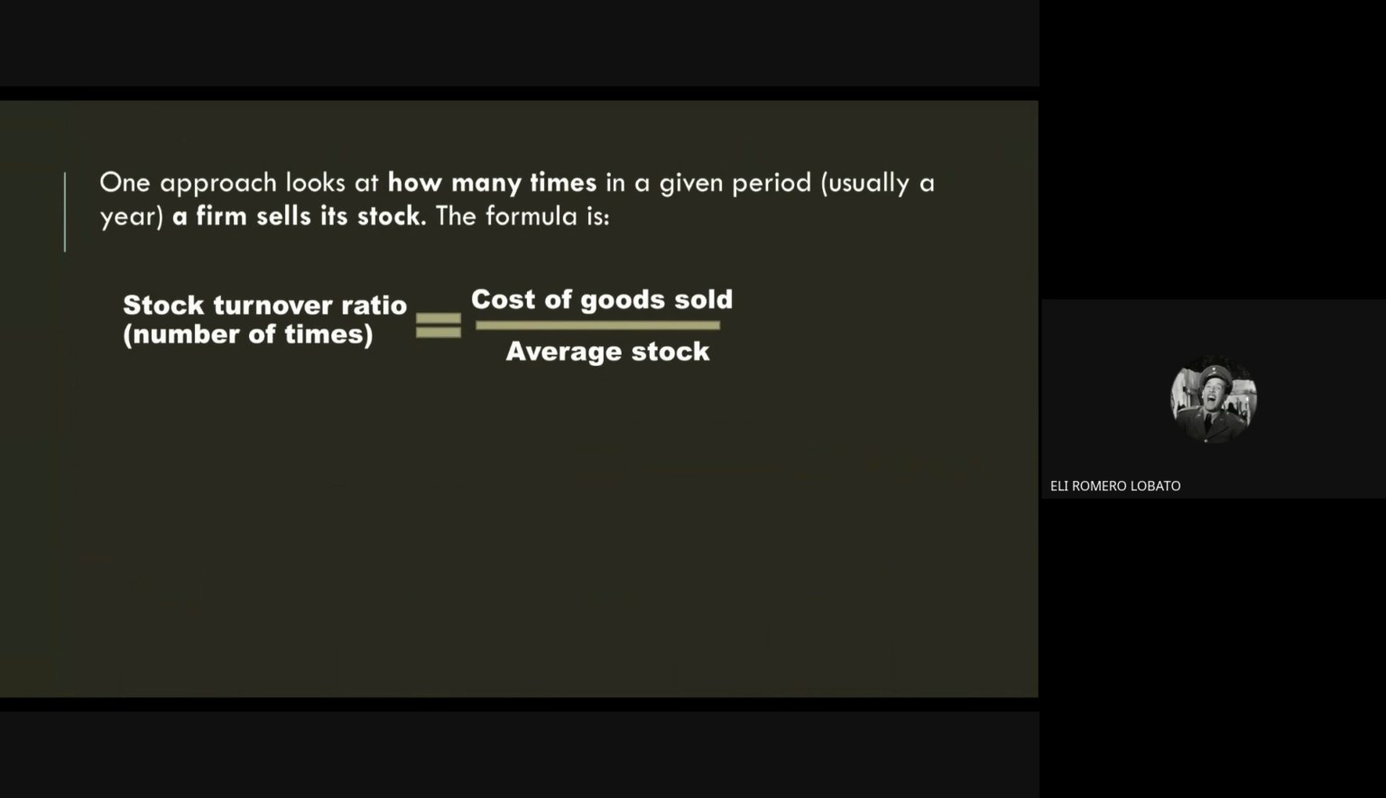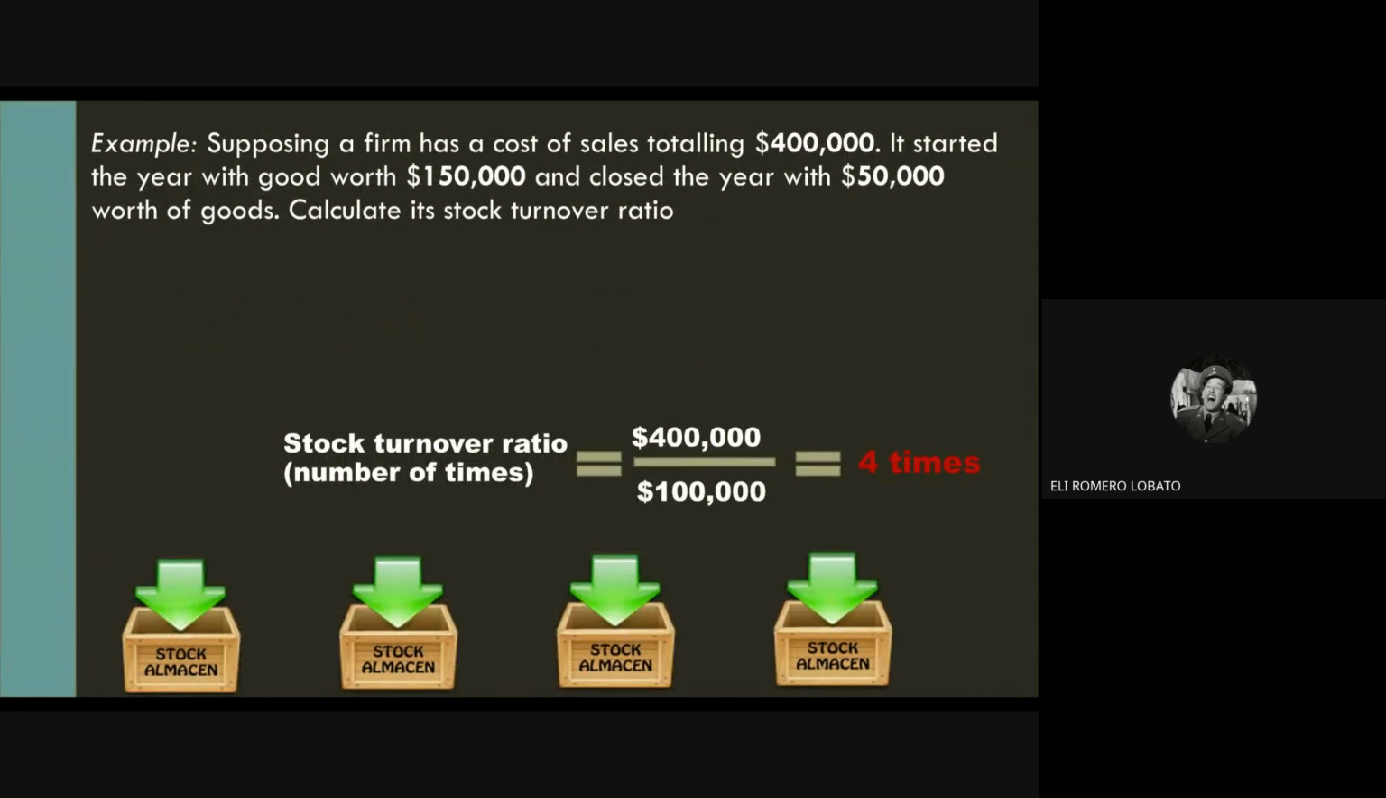So the first is this. Let me show you an example. Supposing a firm or an enterprise has a cost of sales of $400,000, it started the year with goods worth $150,000 and closed the year with $50,000 worth of stock, etc. Now, we are going to find information in this, but not necessarily are we going to use all, right? But this is very simple.